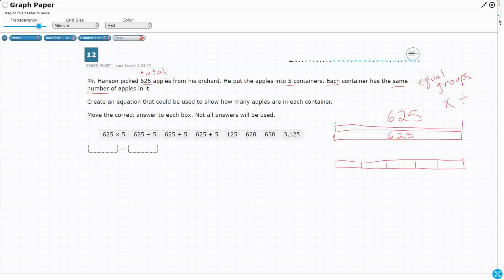So we need to create an equation that could be used to show how many apples are in each container. Well, I've got 625, and they're in five containers. So I'm just going to split it evenly into these five, but you know what? I need to do the work. It's going to be 5 into 625, but I need my answer. So let's go ahead and get that quotient here.